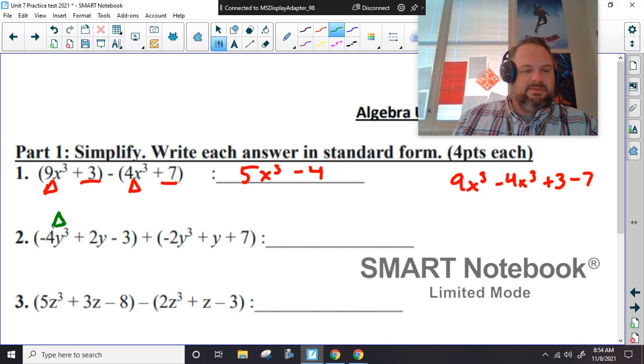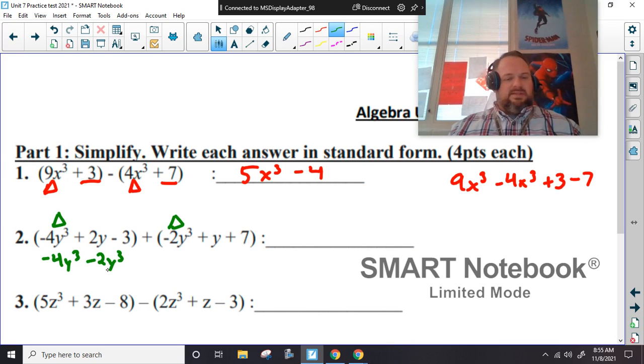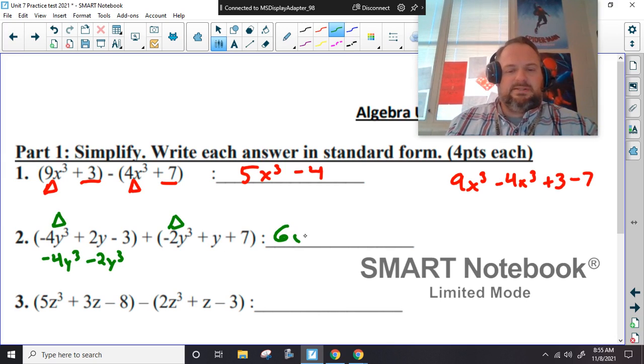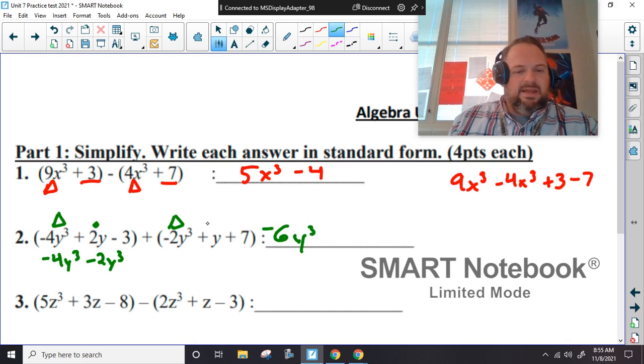All right. So moving on to the next one. All right. So looks like we got them. That's our biggest one. So we have to the third again. So this is -4y to the third minus 2y to the third. So this combines to -6y to the third power. Okay. All right. And then we have 2y plus y, and that's understood to be a 1.